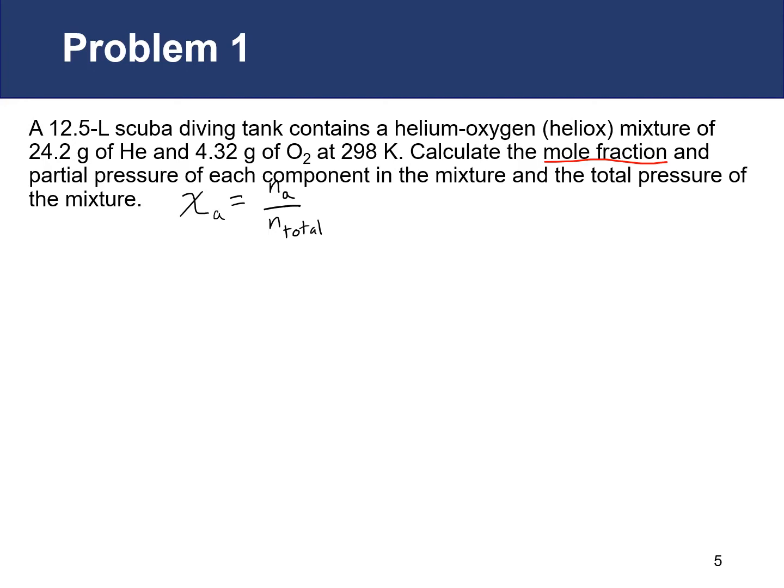So what we need to do is figure out the number of moles of helium, and the number of moles of oxygen. Because the gas is a mixture of helium and oxygen, we'll be able to figure out our total number of moles, and then we'll just use for A either helium or oxygen, depending on which one we are calculating. Right, so let's start by figuring out the number of moles of helium.